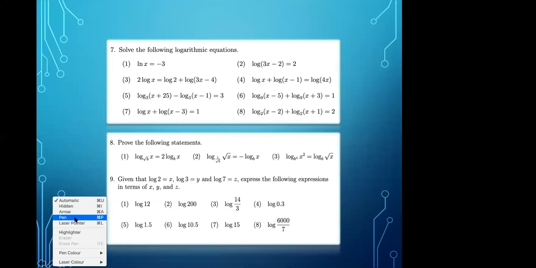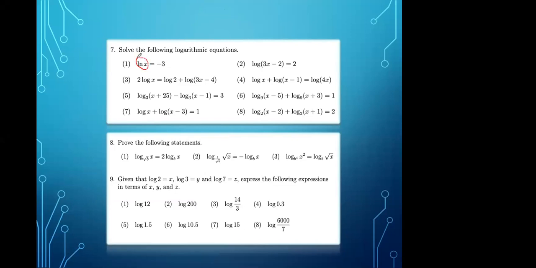You have to read this. The first one, I'll explain later what these are. So this ln x, you have to read as log x with base 10. If anywhere you find ln, this is read as log with base e, named after Napier, but we will see that later. For now, if ln is given, you have to write this as log x with base 10 is equal to minus 3.